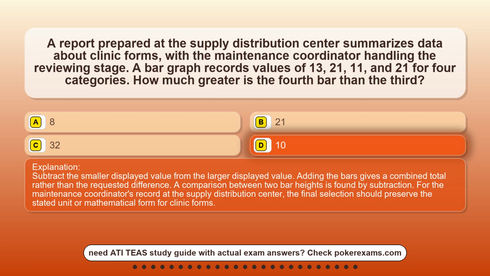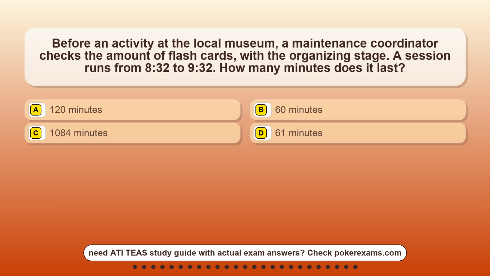Subtract the smaller displayed value from the larger displayed value. Adding the bars gives a combined total rather than the requested difference. A comparison between two bar heights is found by subtraction. For the maintenance coordinator's record at the Supply Distribution Center, the final selection should preserve the stated unit or mathematical form for clinic forms. Question 8.